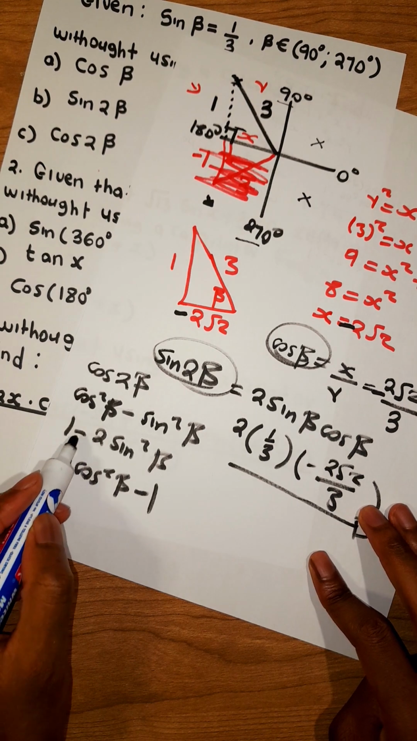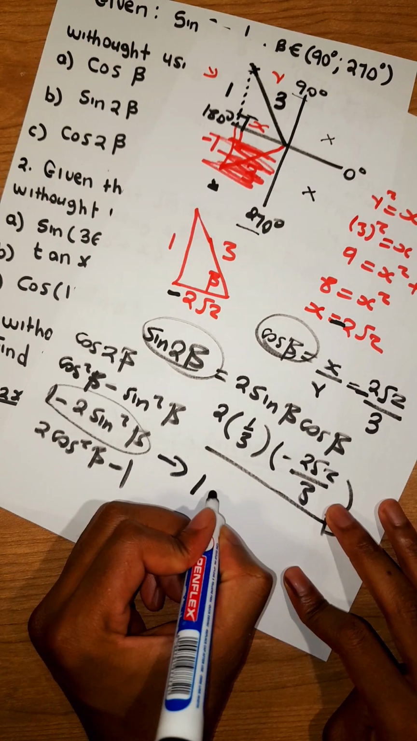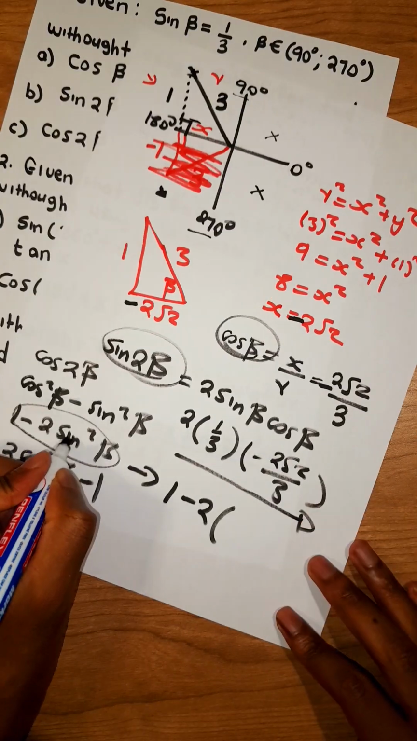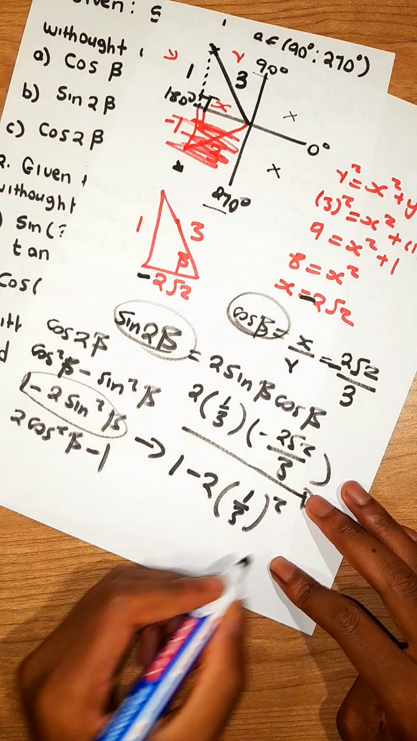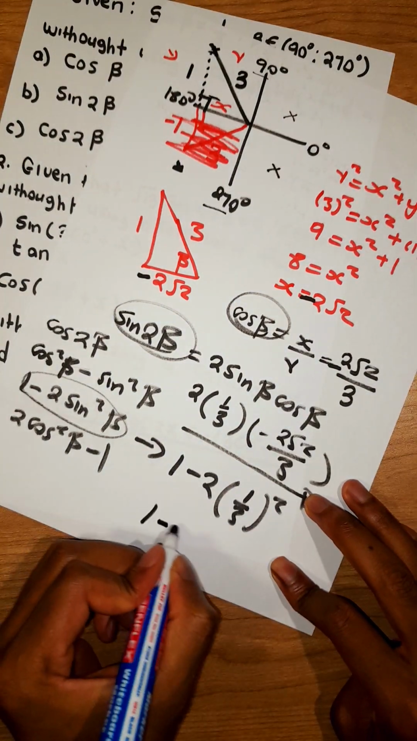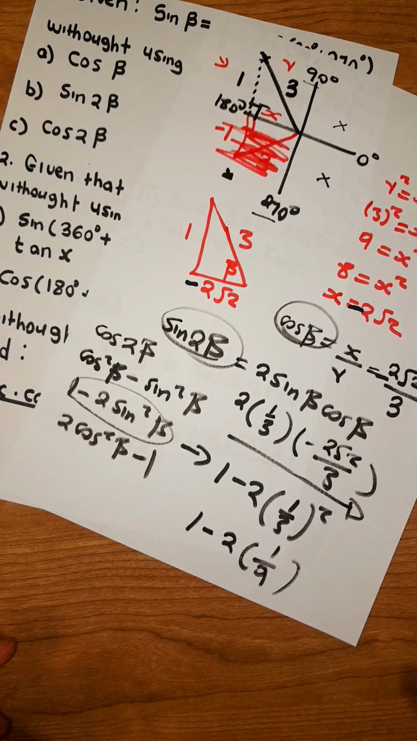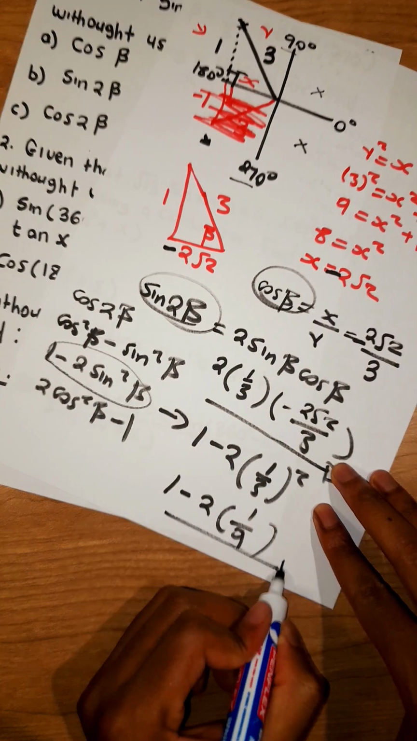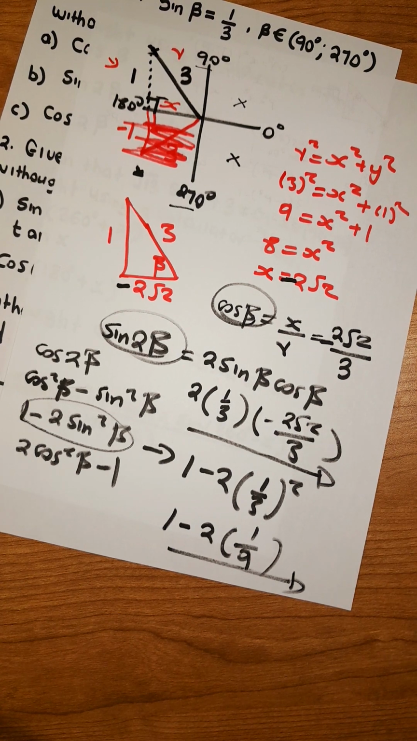Let's just use this one of sine. I just love it for some reason. So it's going to be 1 minus 2, and we already know that sine is 1/3, all squared. So it's going to be 1 minus 2 times 1 divided by 9. You can just leave your answer to this point. That becomes your final answer. So that's how you actually do this type of question.